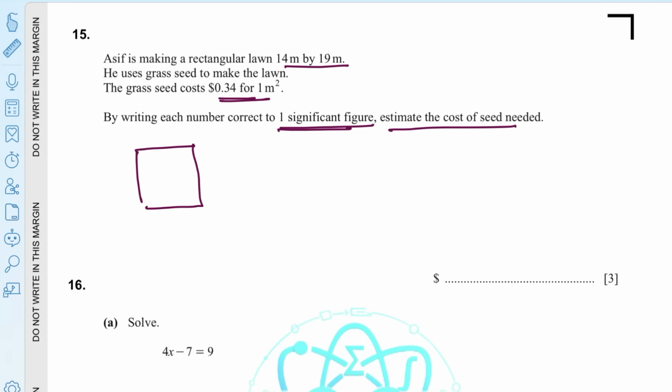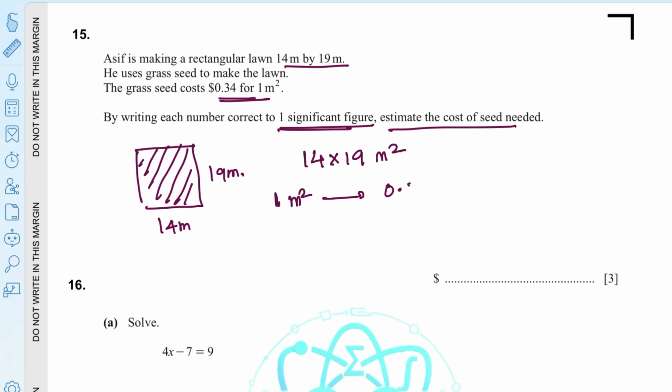This is the lawn we have. Imagine it in this way. This is 14 meters, given. This one is 19 meters, given, right? And the person wants to put grass seed to make the lawn. Now first, if I try to find the area, it will be 14 times 19. Is it okay? This is the area in meters squared, right? So if for 1 meter squared the cost is given as 0.34, then for this area the total cost will be 14 times 19 times 0.34.